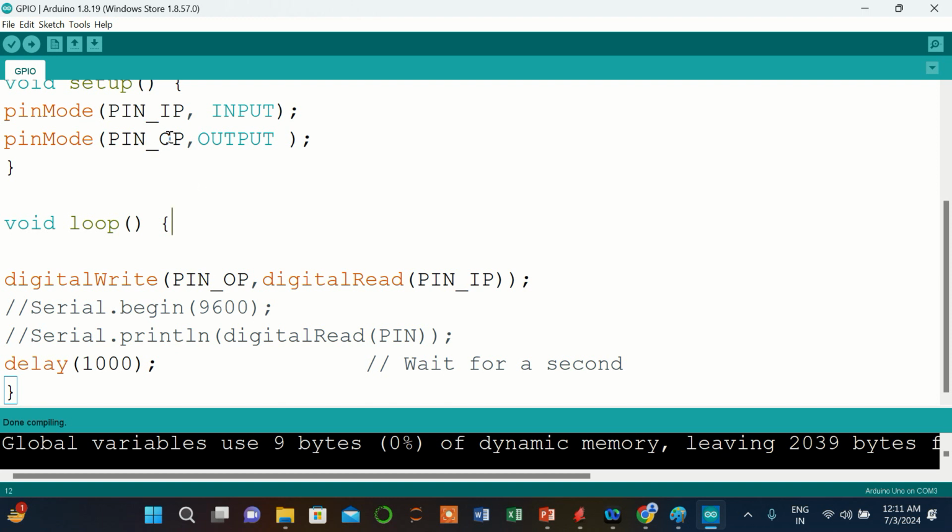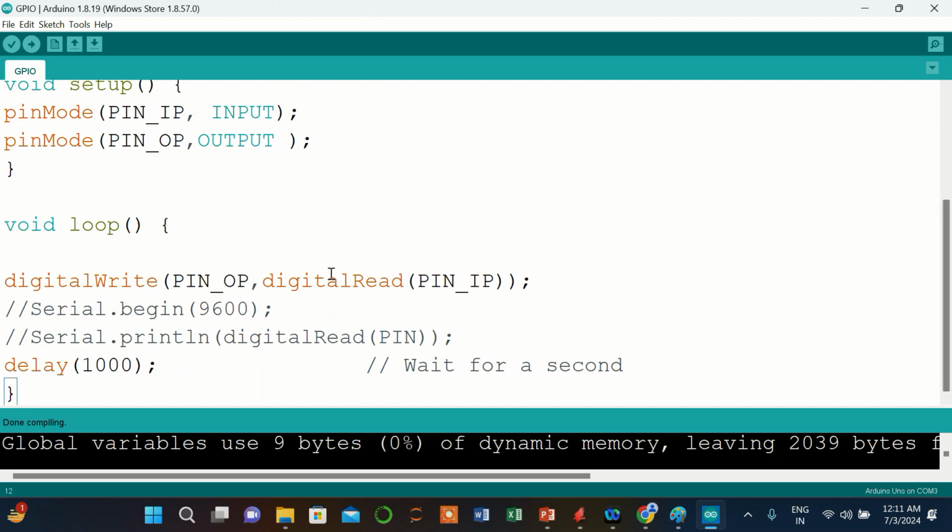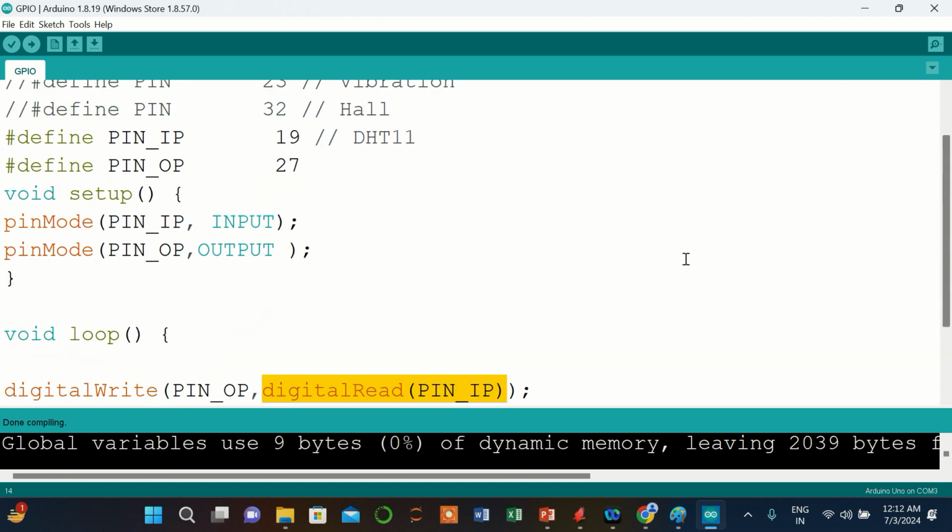Alright, so now if you write digitalWrite, which pin you want to write to? To this pin, right? Where we have configured an output pin, that is pin number 27. So the pin from where you want to get that value, you read this pin, and the same value you write here. Whatever you are reading, you are writing. You are reading from pin number 19, writing to pin number 27. So whatever you get on pin number 19, as it is you are passing to pin number 27.